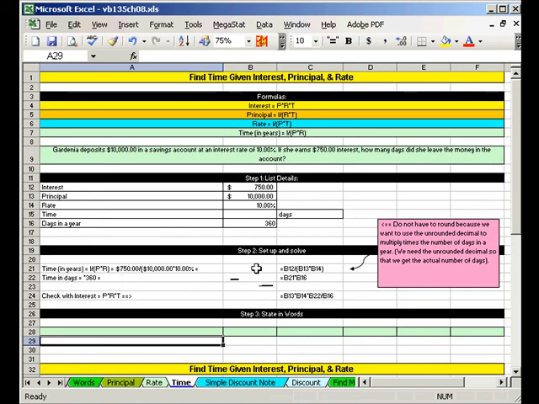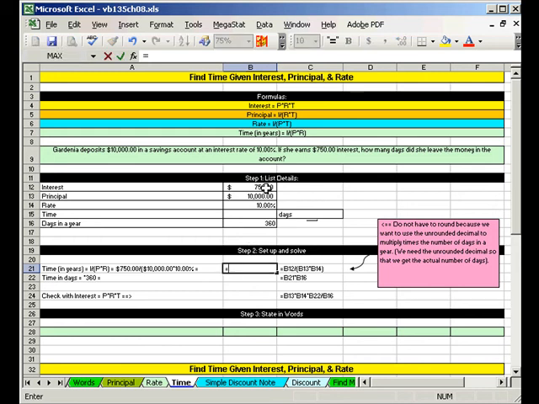Time in years. So we want to calculate our time. Interest divided by principal times rate. So equals, our interest is 750. Divided by, open parentheses, our principal times our rate, close parentheses. Did I do that right? Yes, I did do that right. That's 0.75. So we converted time here to 0.75, but that's parts of a year.